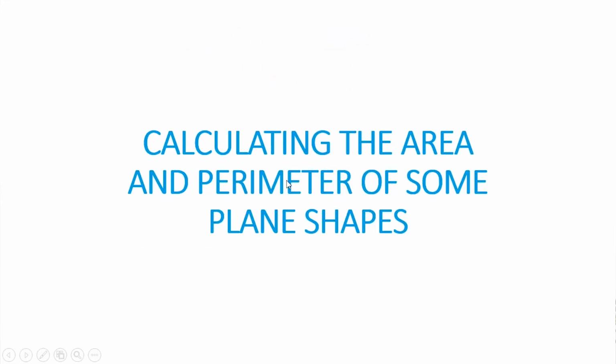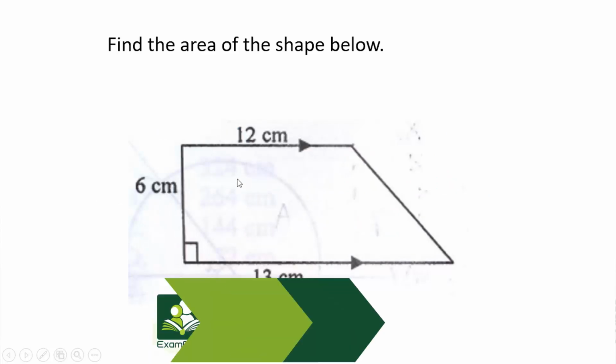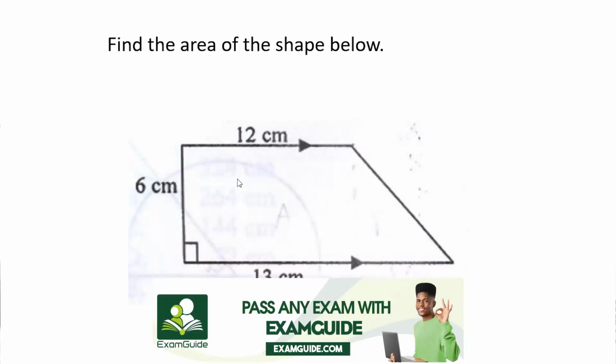So let's now take some examples, calculating areas and perimeters of the plane shapes that we have talked about now, okay? Okay, calculating the area. So we have the first trapezium. So we have a question here on trapezium. We say find the area of the shape below.